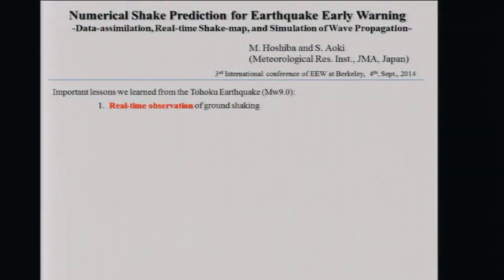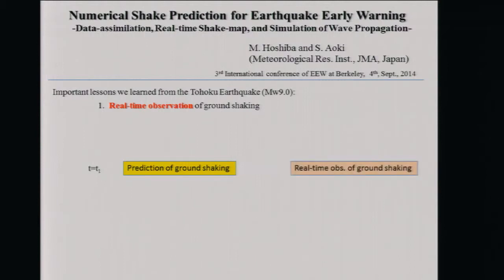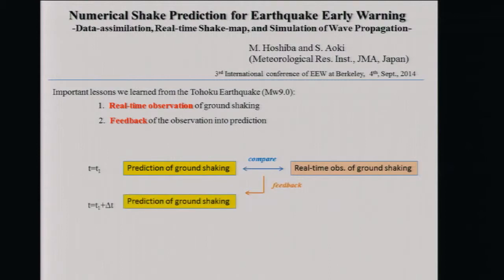The important lesson we learned from the Tohoku earthquake is we need real-time observation of ground shaking. So we want to predict ground shaking, so we need real-time observation of ground shaking. Second is the feedback of the real-time observation into prediction. We compare the prediction and real-time observation, and we improve our prediction model if necessary.